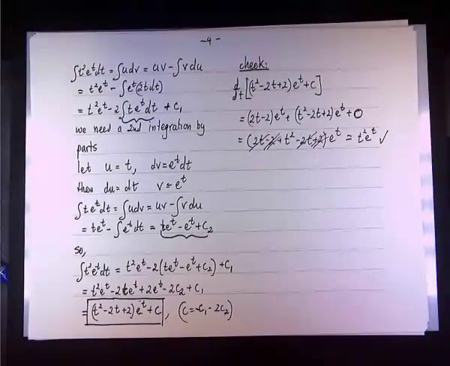Okay, now notice 2t minus 2t and negative 2 plus 2, and the end result is t squared e to the t. So yeah, this is correct. Yes, we got it right. Good for us.